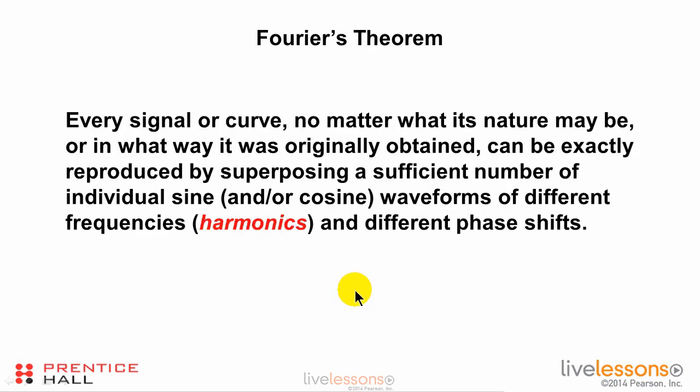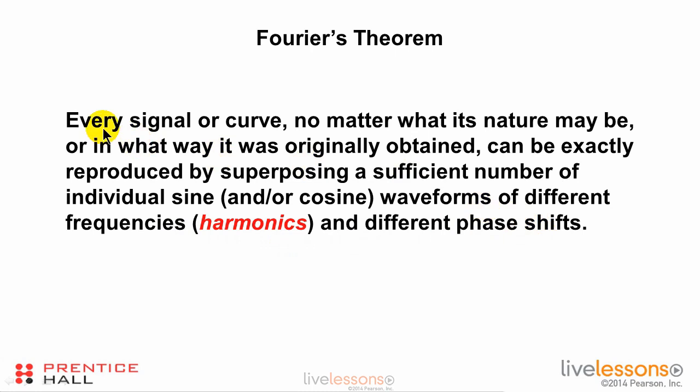Now, at least one way we can look at that is through something called Fourier's theorem or Fourier analysis or Fourier series and so on. And I will paraphrase, or give my brief definition of Fourier's theorem this way. Every signal or curve, no matter what its nature may be or in what way it was originally obtained, can be exactly reproduced by superposing a sufficient number of individual sine and/or cosine waveforms of different frequencies or harmonics and different phase shifts.